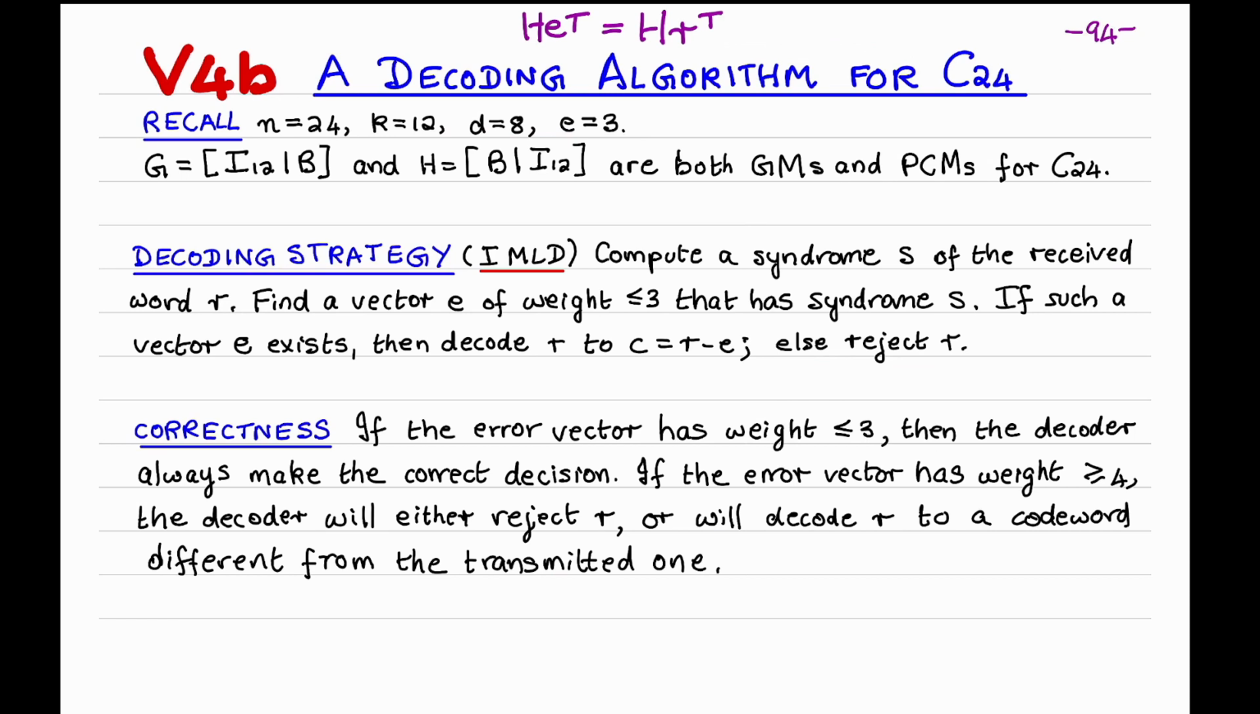So as I just explained, if the error vector has weight at most 3, then the decoder will always make the correct decision. If the error vector has weight greater than 3, then the decoder might reject R, which is the correct decision, or it might decode R to a code word different from the transmitted one, and that would be an incorrect decision.